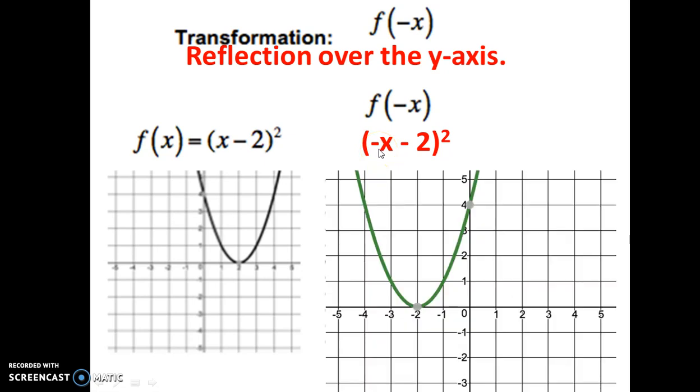The graph will look like this. Notice that vertex was at 2, 0. Now it is at negative 2, 0. So everything has been flipped over this line of symmetry right here to that side, a reflection over the y-axis.